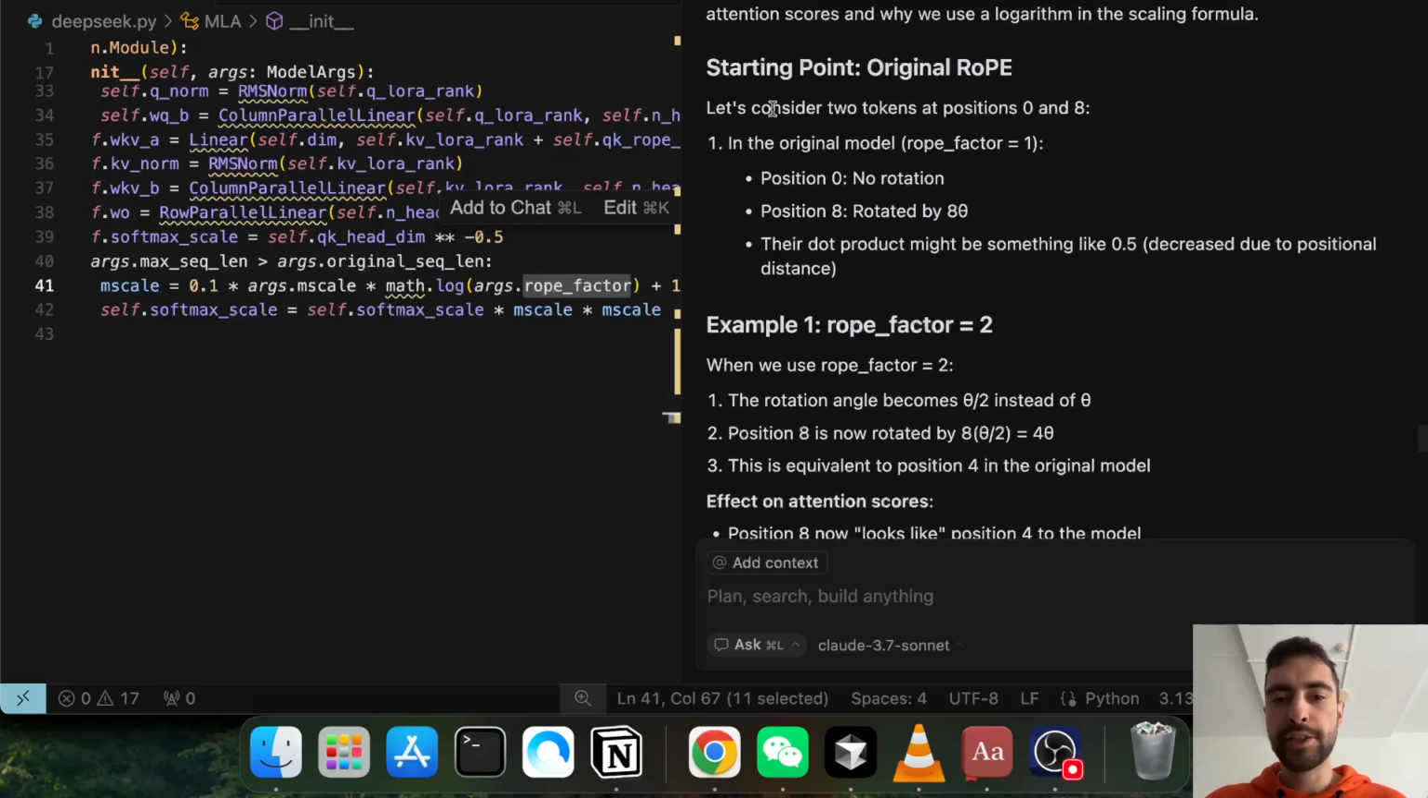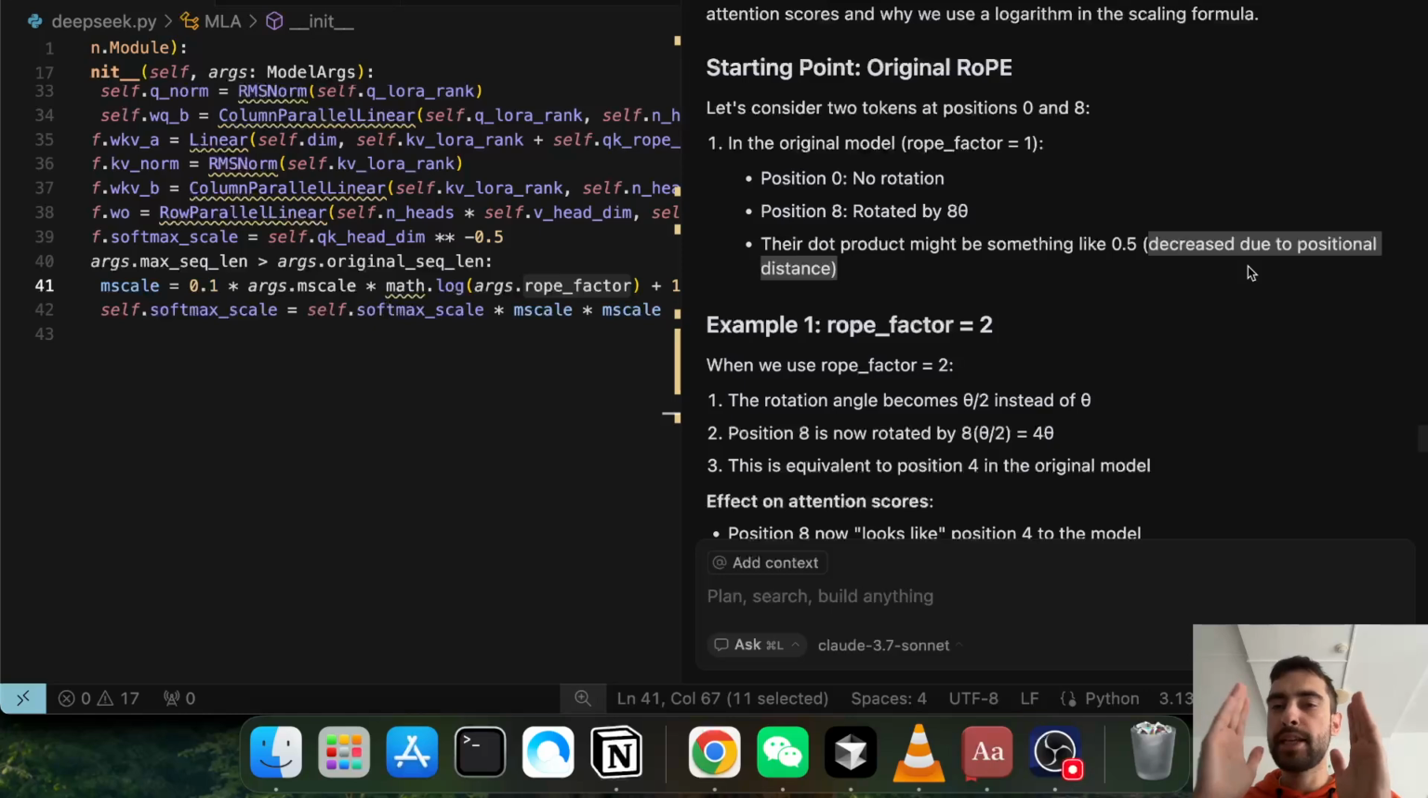Okay, let's consider two tokens at position 0 and 8. In the original model, where rope factor is 1, where we are not scaling the context window, position 0, no rotation, position 8, rotated by 8 theta. Their dot product might be something like 0.5, decreased due to positional distance. So maybe the dot product of the meanings of these two tokens is 0.53, but because there is some distance, it's decreased to 0.5, because they are not so dependent, because they are more distant.